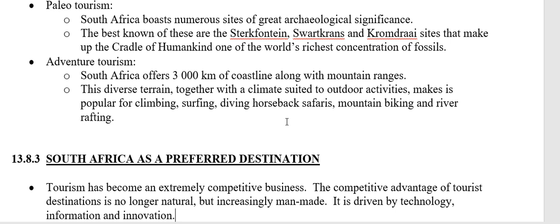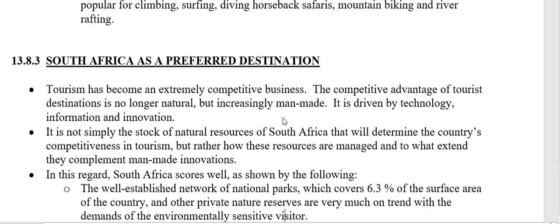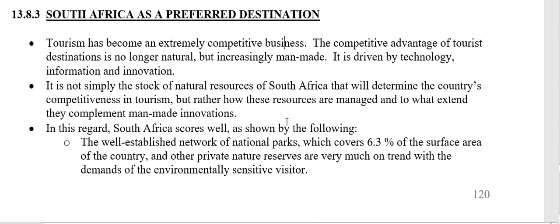Okay. Then if we look at South Africa as a preferred destination, obviously tourism is an extremely competitive business. Obviously, lots of countries are offering different kinds of experiences. And the competitive advantage that we have in terms of tourist destinations is no longer just natural. It's not focused just on the natural environment. It is increasingly man-made. Now, it's driven by technology, information, innovation. People want to come. Yes, they want to spend time in nature. Yes, they want to see the big five. But when they want to speak to their family back home, they want the technology to be able to do that. They want the Wi-Fi connection. So they still want a comfortable experience.